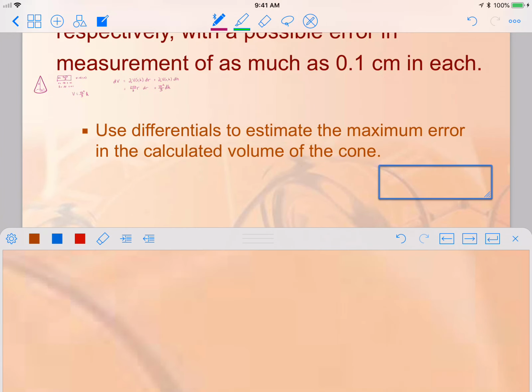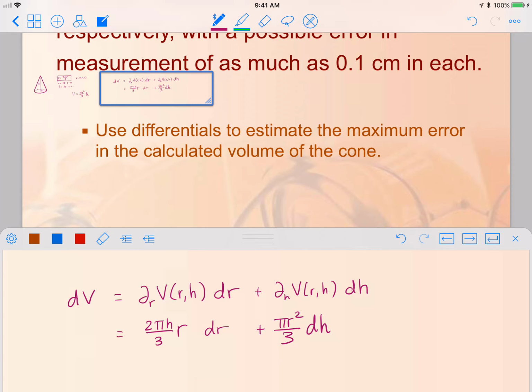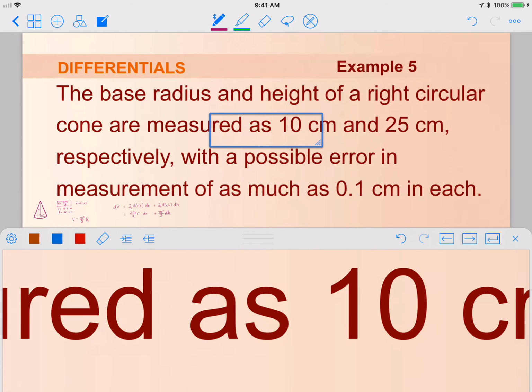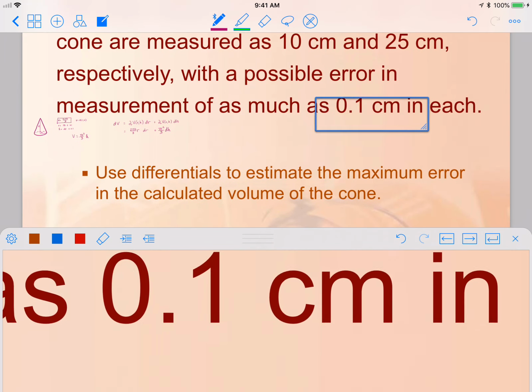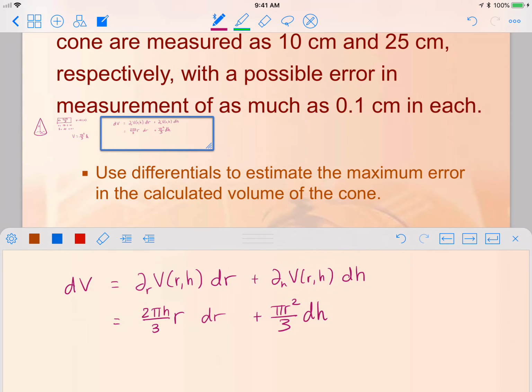So if we want to estimate the maximum error, then we need to take the worst case scenario, which is that the error in both directions, the error with respect to the radius and the height, are both 0.1 centimeters. Okay, so in the worst case scenario, let's use dr is equal to 0.1 and dh is equal to 0.1. Now keep in mind, because it could be plus or minus, we could have minus and minus, we could have plus and plus. So we'll be able to tell at the end. We'll keep that in mind.